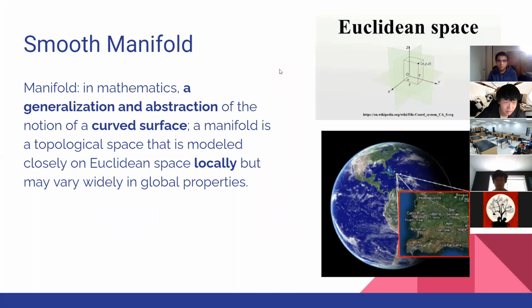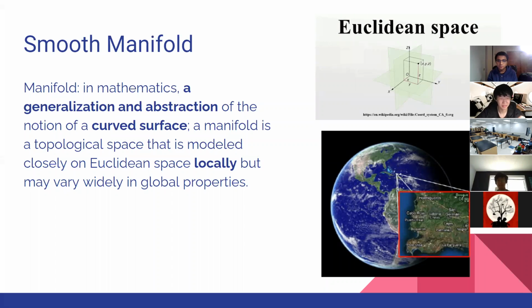So let's talk about smooth manifolds. A manifold in mathematics is a generalization and abstraction of the notion of a curved surface. So what does that mean? In math we know lines, curves, surfaces, and 3D space. They are all some sort of manifold.